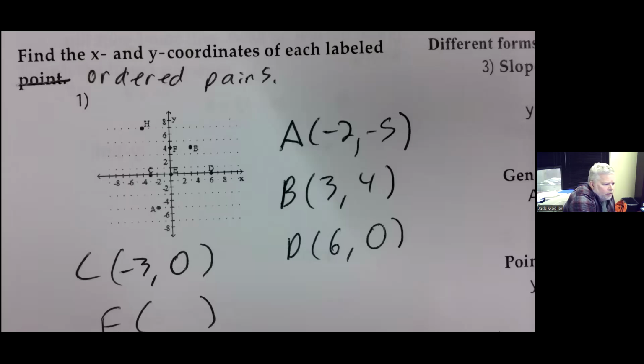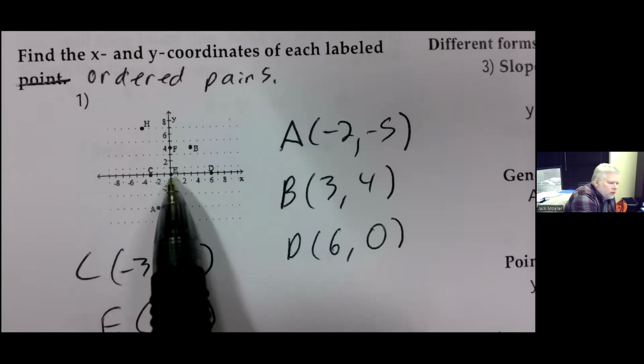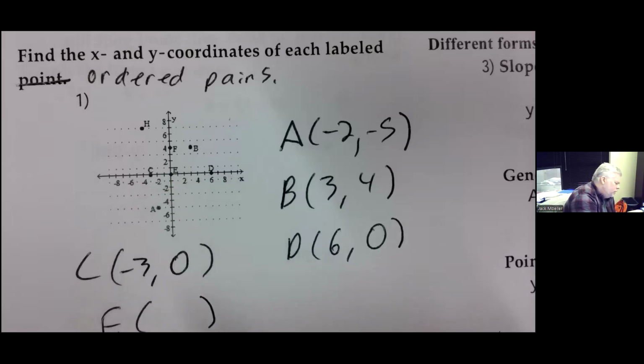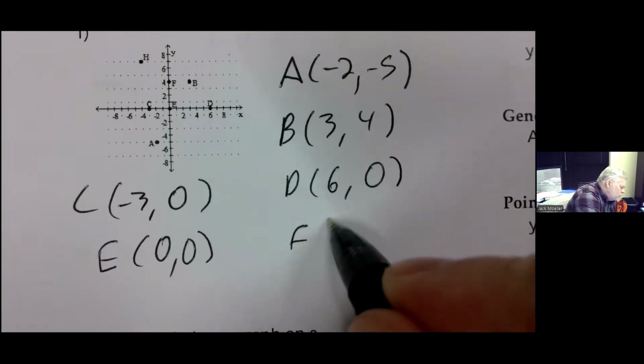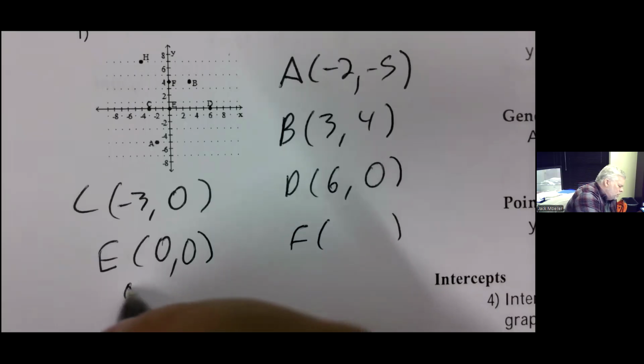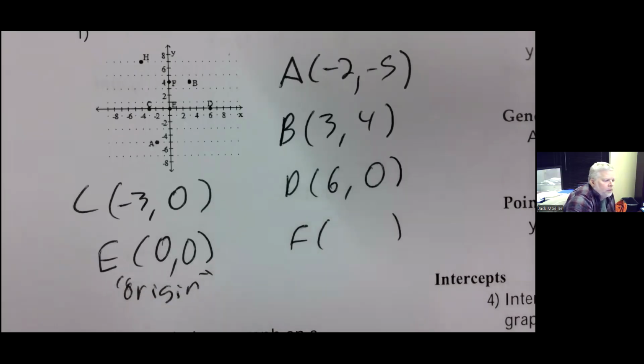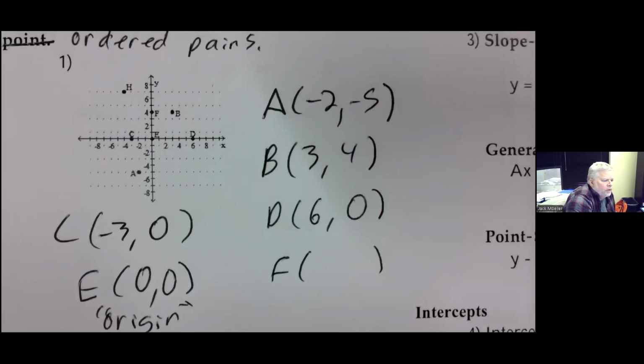So E is right there in the middle. What are the coordinates of that point in the middle? We're not moving left or right, so X is 0. We're not moving up or down. So that's 0, 0. And remember that that point has a specific name. Do you remember what it is? It is the origin. That's our starting point for a rectangular coordinate system, right there in the middle at 0, 0.